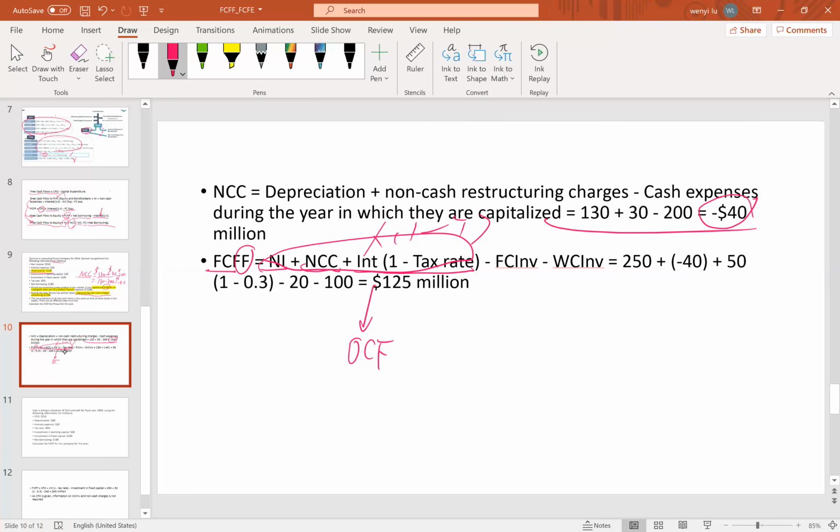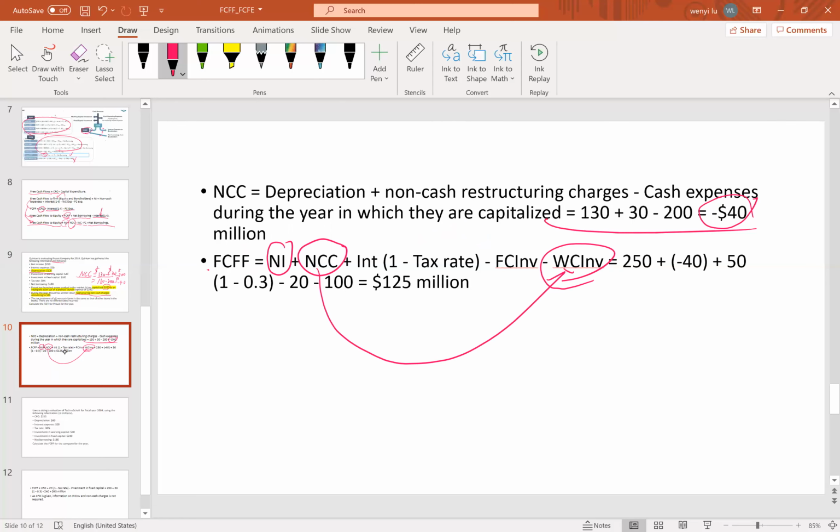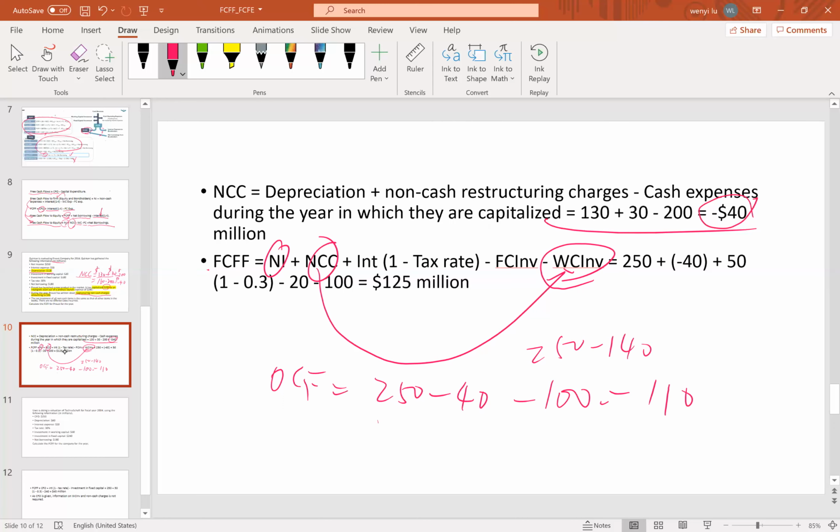The operating cash flows. Sorry, the net income plus the non-cash charge, minus the working capital, gives you the operating cash flows. So operating cash flow is 250 minus 40 minus 100, so that's 250 minus 40 minus 100, which is equal to 110. That's the operating cash flow.